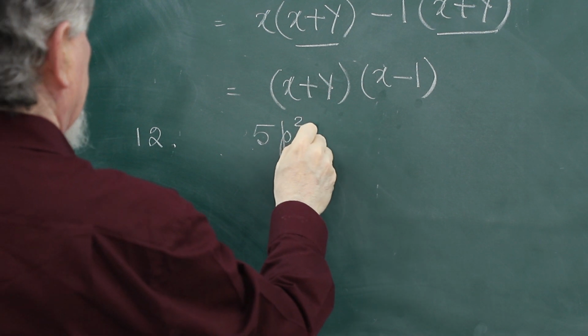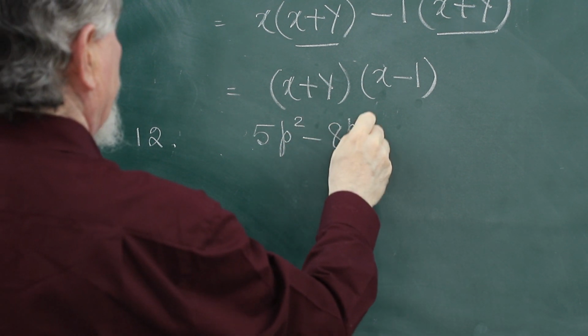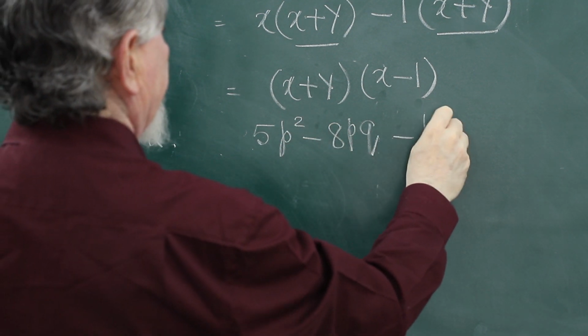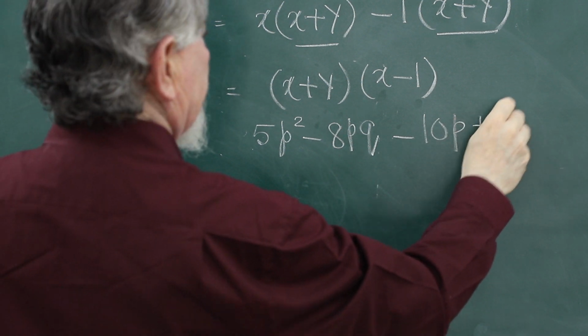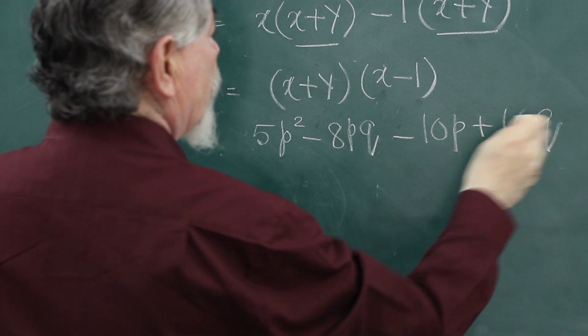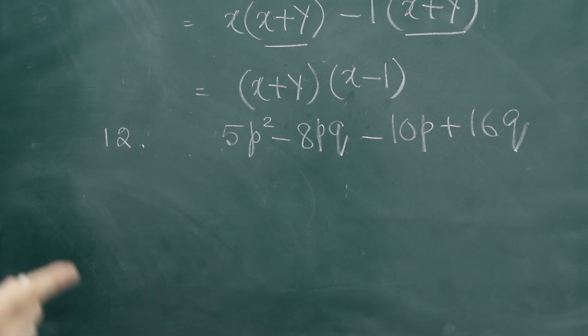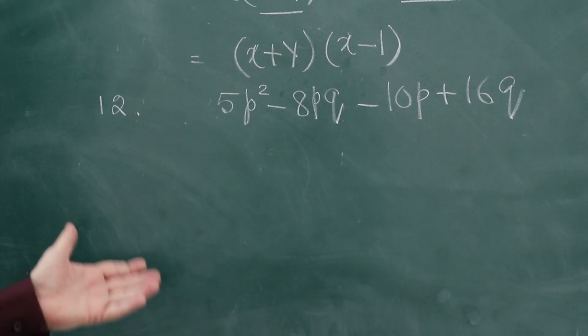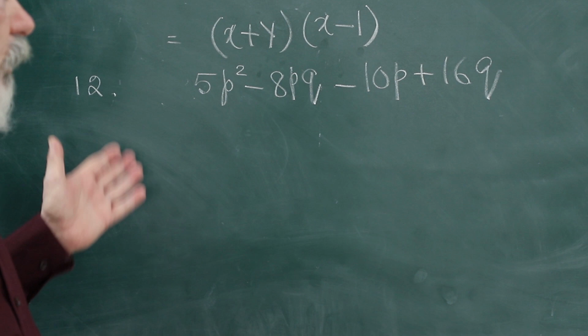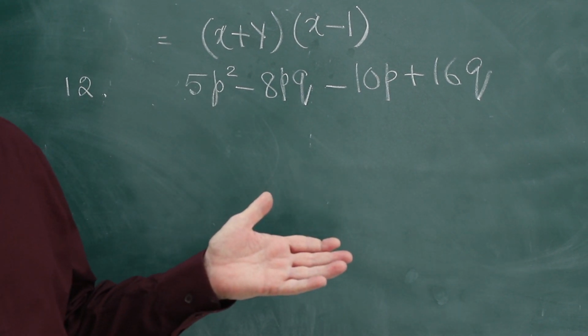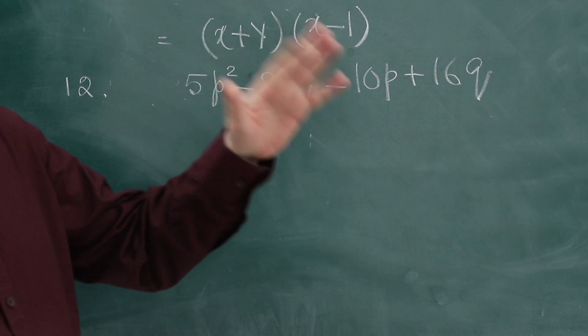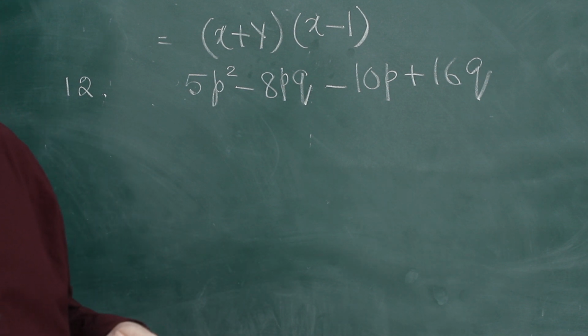5p square minus 8p cube minus 10p plus 16q. It will depend upon your practice. The more questions you practice, the more you will be able to see which terms to put into one pair and which two other terms to put into another pair.